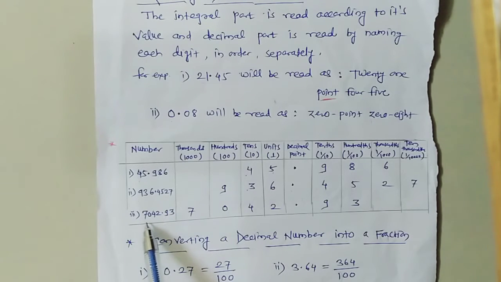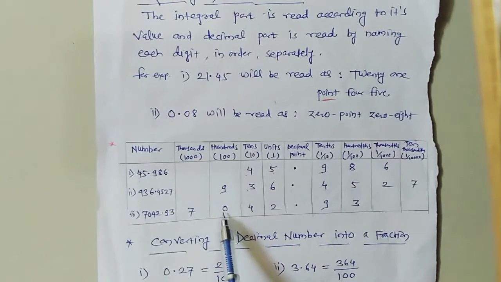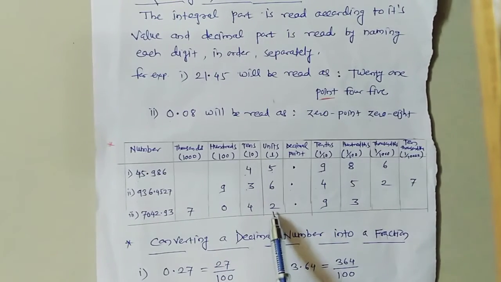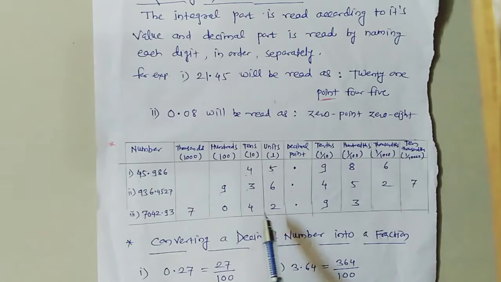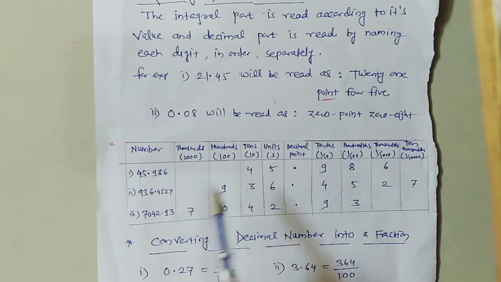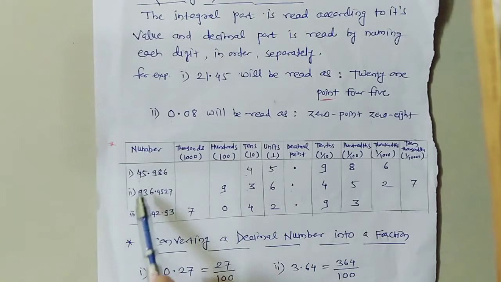So now next, 7042.93. So here 7 is at thousands place, 0 is at hundreds place, 4 is at tens place, 2 is at ones place or units place, then point, then 9 is at tenths place, 3 is at hundredths place. So this table shows the place values of different digits in a decimal number.